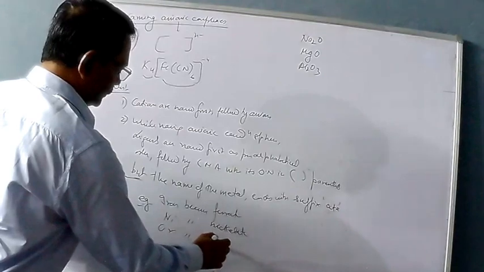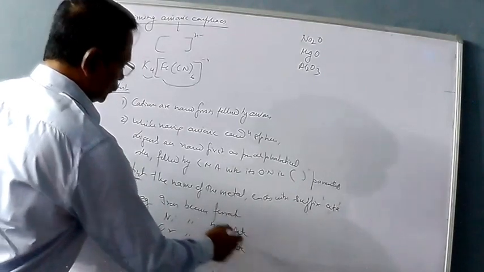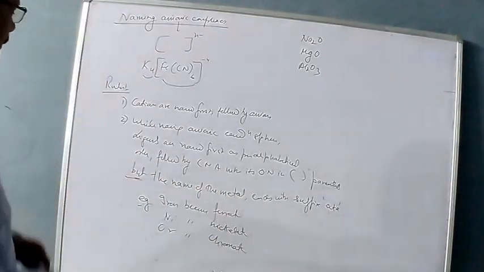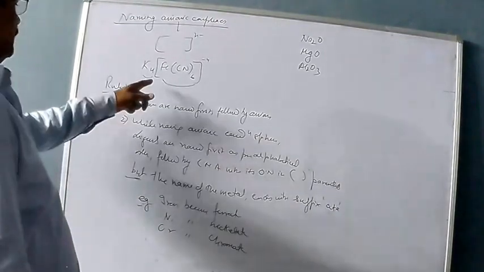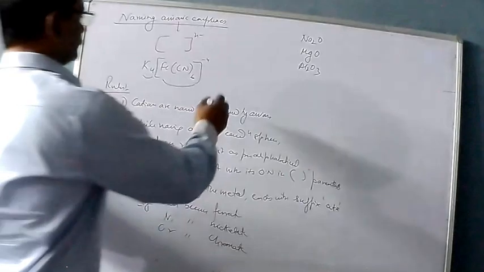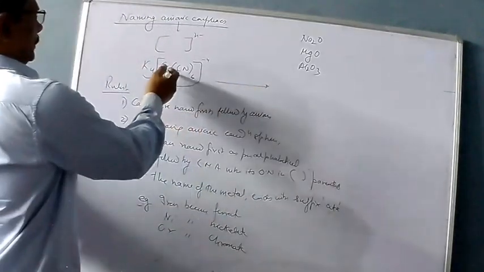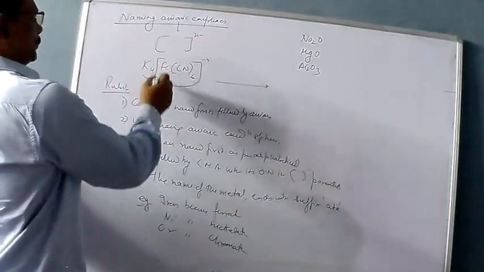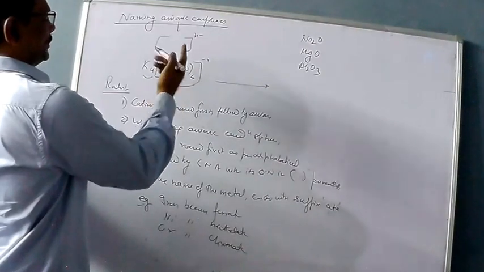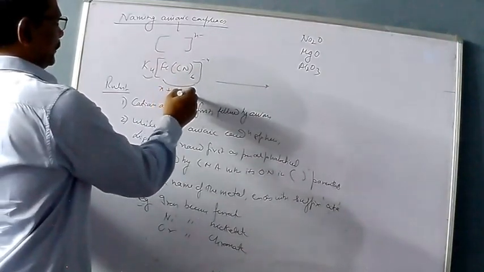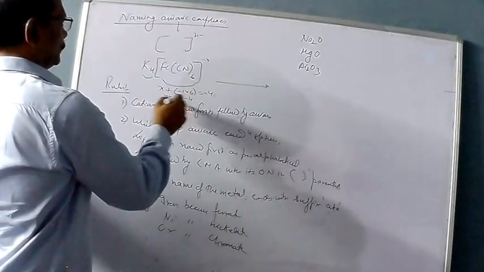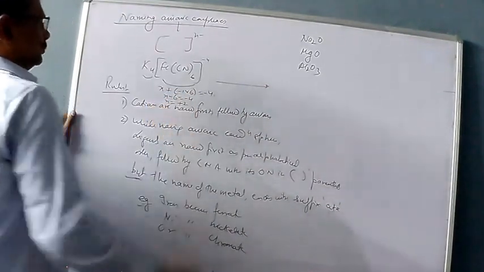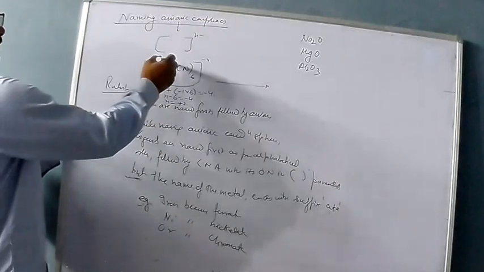Cr becomes chromate. So we'll have to use suffix -ate during the naming of the central metal atom. So class, let us try here. But before we try, we should know the oxidation number. Let it be x. Class, we all know one cyanide is -1, so -1 into 6 equals -6. This gives x - 6 = -4, so x equals +2. So the oxidation number of iron is +2.